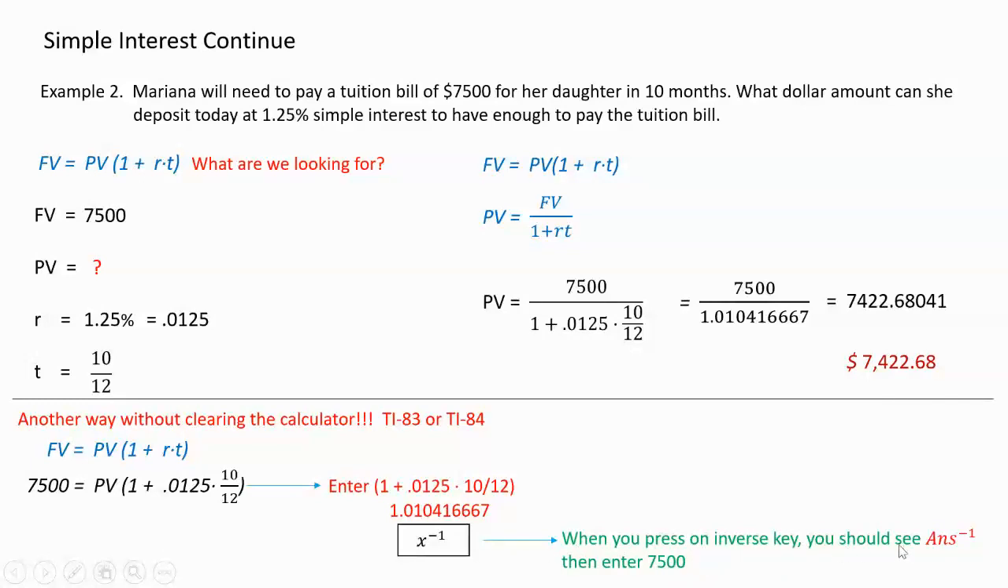When you press the inverse key, you should see answer to the -1. Then you enter 7,500, and it will give you the correct answer. See, that's your answer. In other words, this will be less confusing if you apply this method of using your calculator. And I believe towards the end, after the next slide, I'll be using this format in solving for the present value.